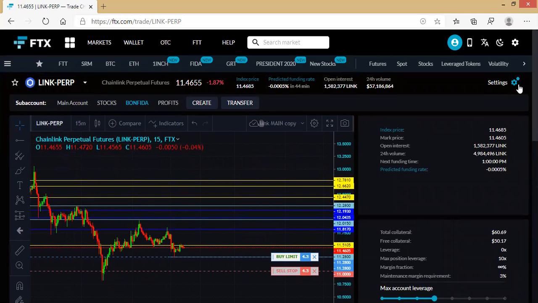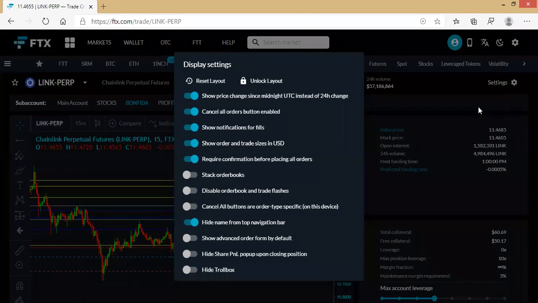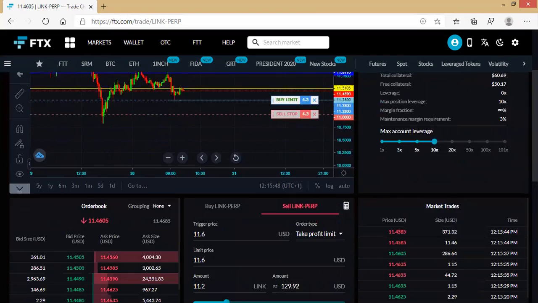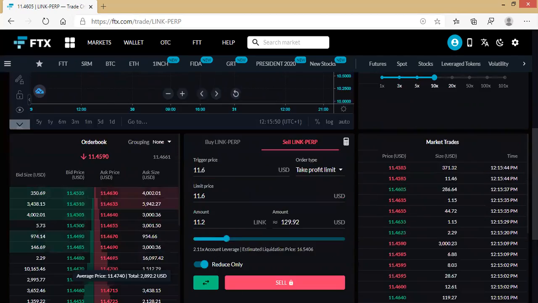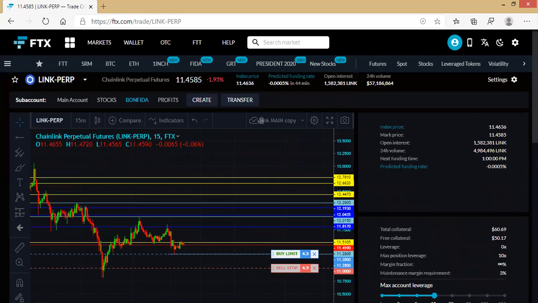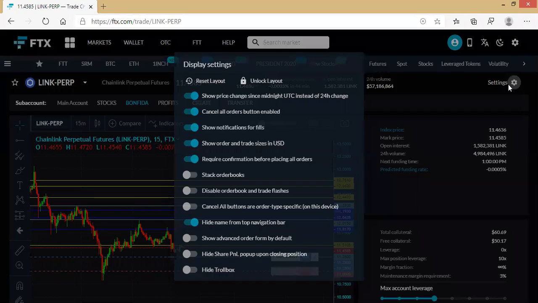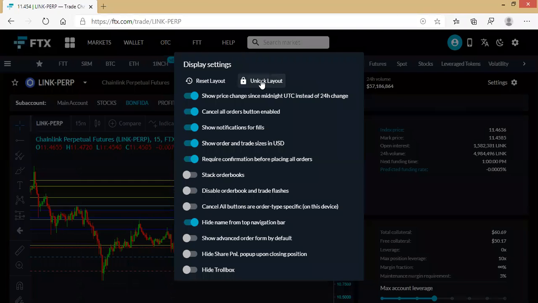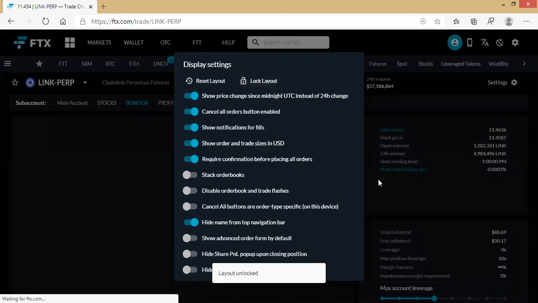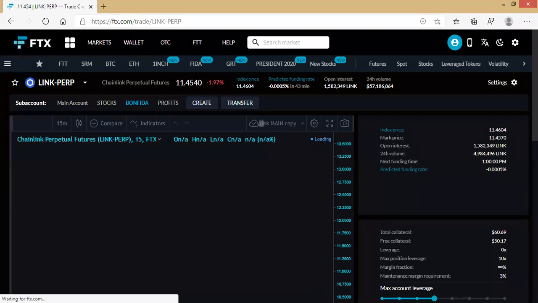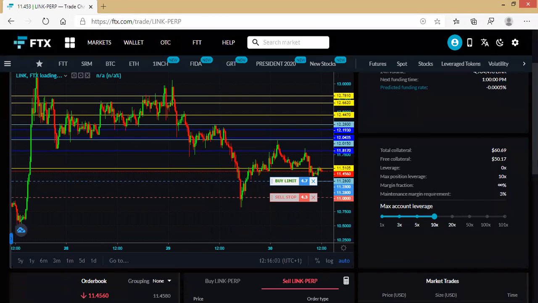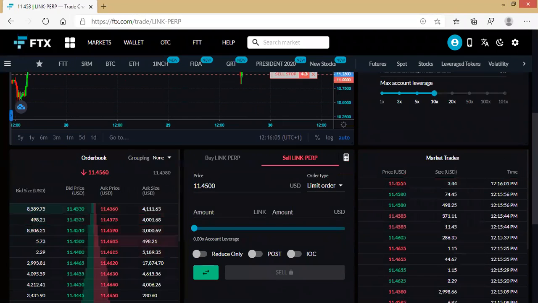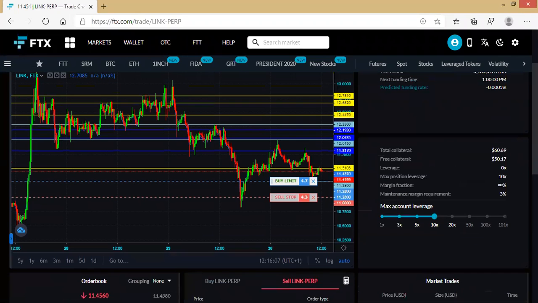Another thing is the settings. You can configure this interface the way you want. Maybe you're not okay with the way this thing is, you just want to reconfigure it. You could do that. Click on these settings, then unlock the layout. I've unlocked it now. You could just exit, then configure it to your own tastes, the way you want it to be.